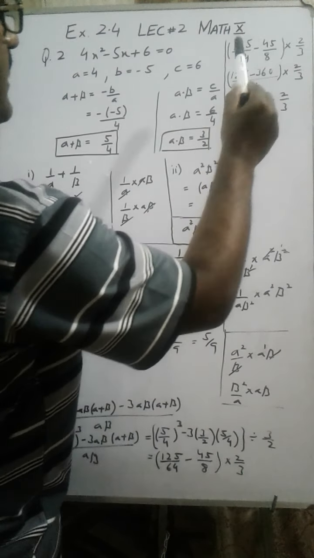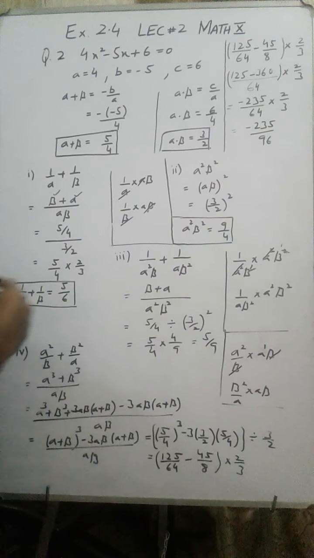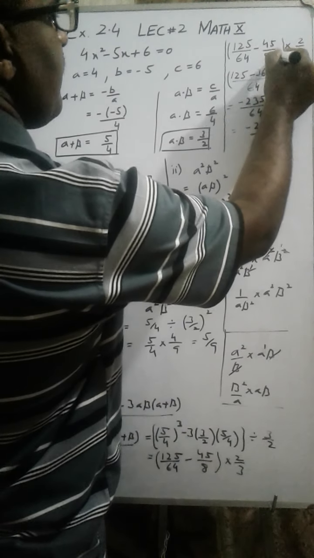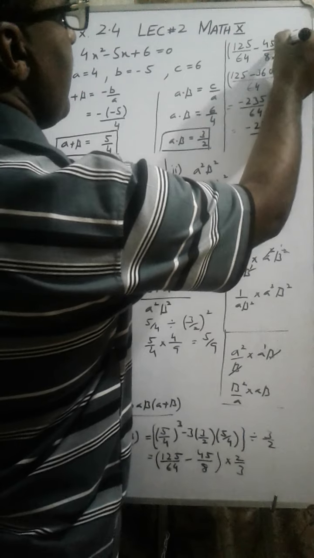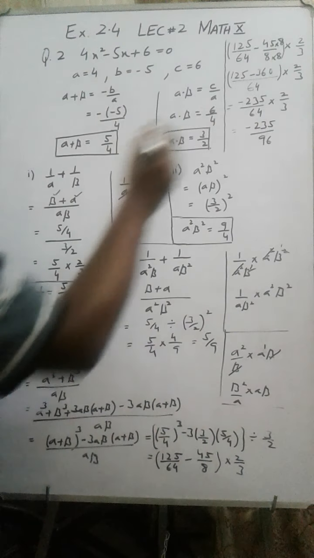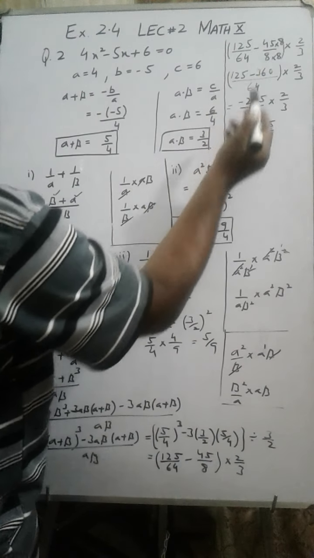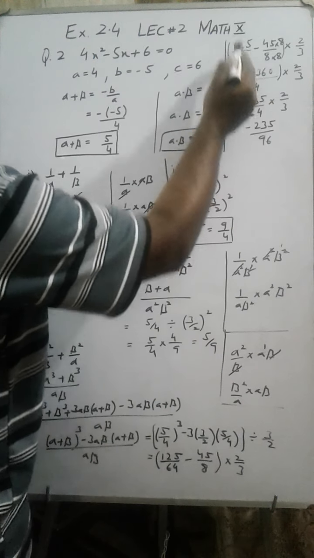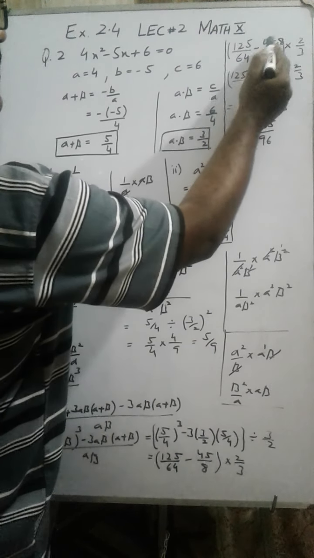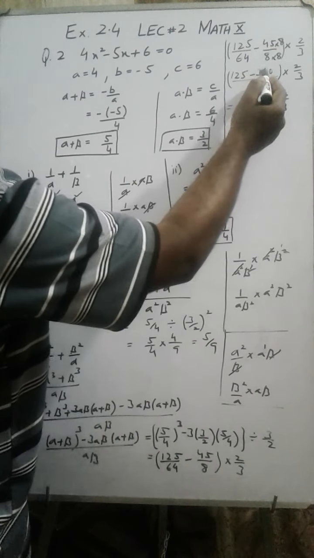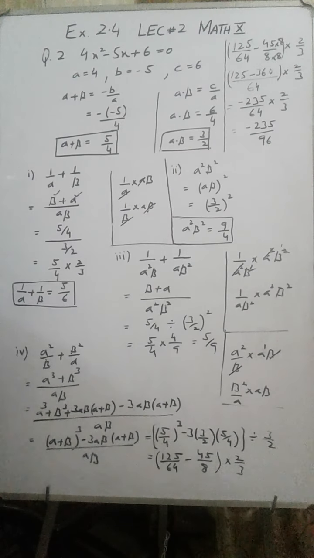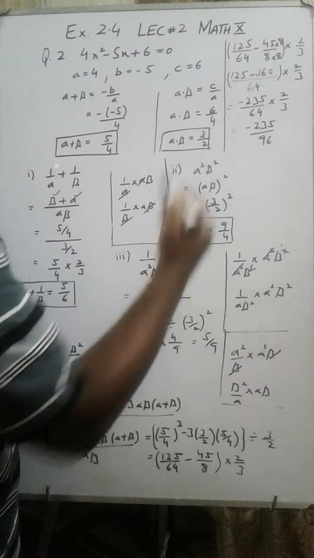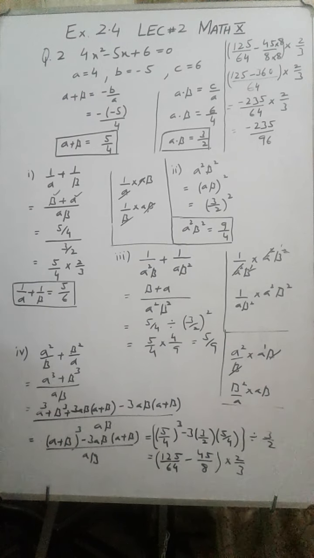Again LCM is needed. This is 64, this is 8. LCM is 64. So multiply by 8, multiply by 8. So 8 multiplied by 8, 64, this is also 64. So 64 is LCM, 125 as it is. 45 multiplied by 8 is 360, minus sign as it is. Anyway, now when you will simplify it, you will get minus 235 over 96.